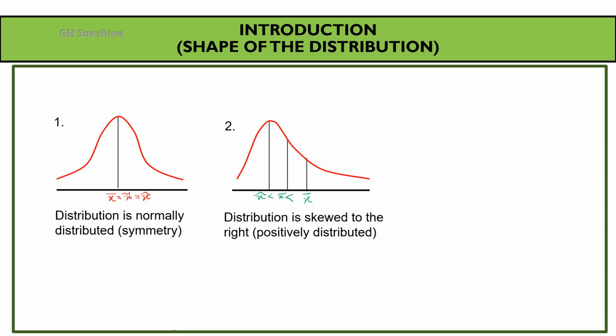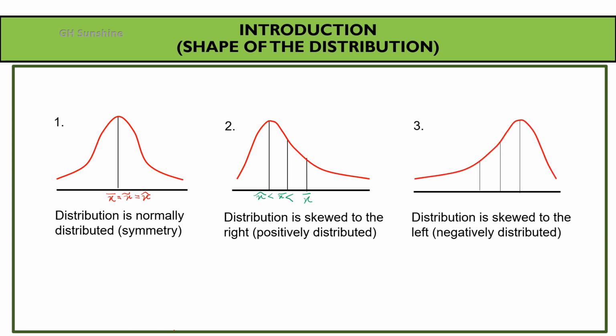And last one here is distribution is skewed to the left. So the mean is pulled to the left. So the value of the mean is less than the mode. So median always in the middle. Median. This one is mean and right side is mode. So mean less than median, less than mode. So this one, three shapes of the distribution.